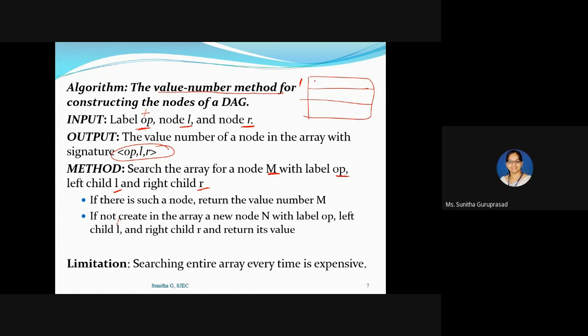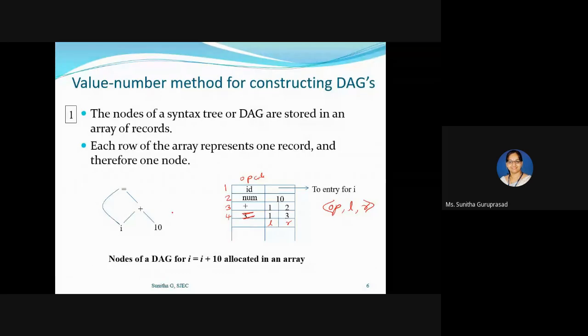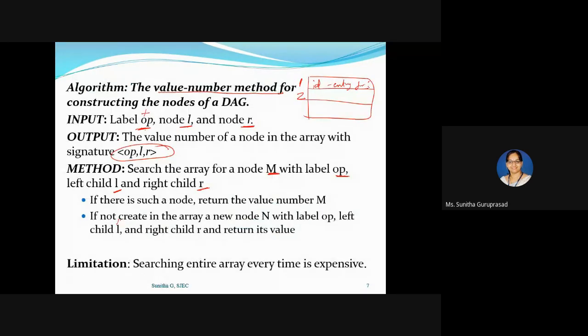In the beginning, we have only ID, which is the entry for i, so we just go and enter it. The second step, we have the number 10. You start searching in the array, and there is no entry for the number, so you enter it as num with only the right child as the value 10.